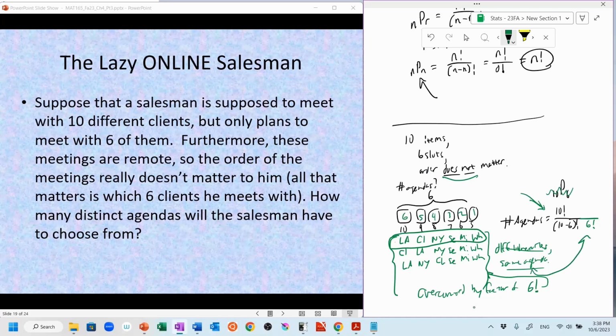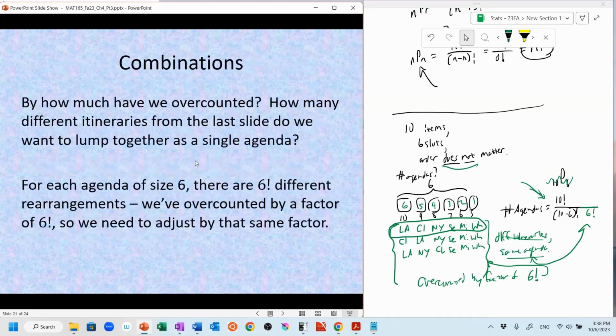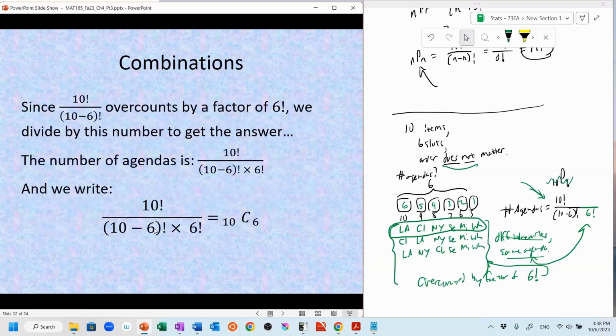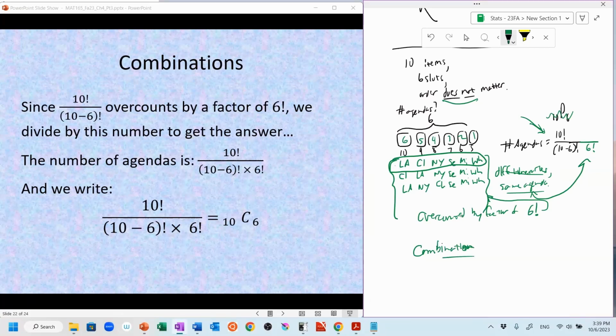That respects the fact that there's lots of itineraries from the initial counting that are the same agenda. In fact, for each agenda, there are 6 factorial different itineraries that now map to that single agenda. So I just divide my previous first-pass answer by 6 factorial to correct for that. So this structure also has a name. This 10 factorial over 10 minus 6 factorial times 6 factorial is called a combination. And we say 10C6, or sometimes the C is pronounced choose. So we would say 10 choose 6, or we might say 10C6.